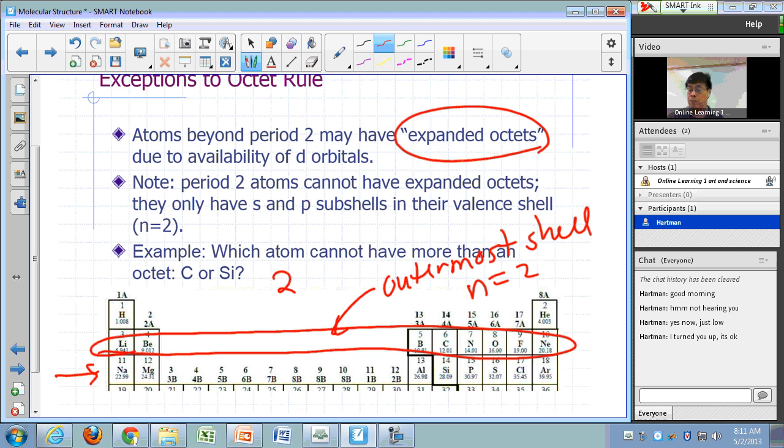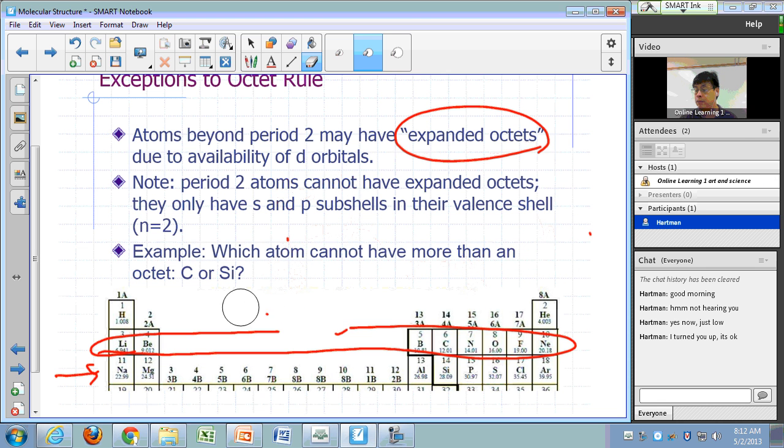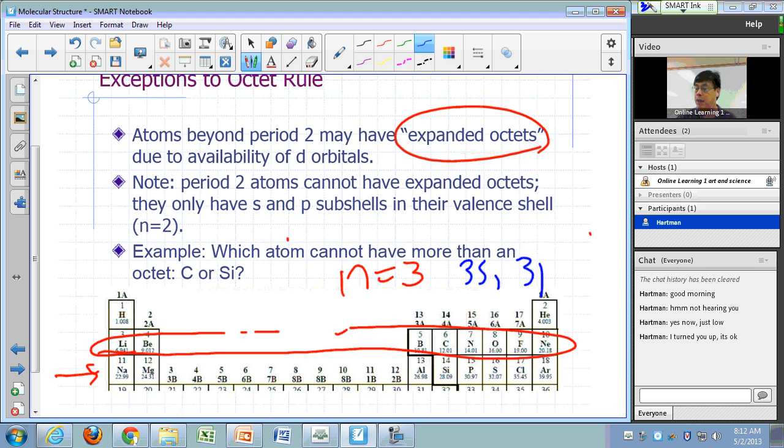Now, if you remember from your electron configurations, the second shell has only 2s and 2p subshells. Your 2s subshell can hold as much as 2 electrons. Your 2p subshell can hold as much as 6 electrons. So the most you can accommodate in the second shell would be 8 electrons. That's sort of the rationale for the octet rule. But once you get to the third row and beyond, when you go to n equals 3, then you're going to have 3s, 3p, and 3d orbitals. So that's 2 plus 6 plus 10. You can actually accommodate up to 18 electrons.